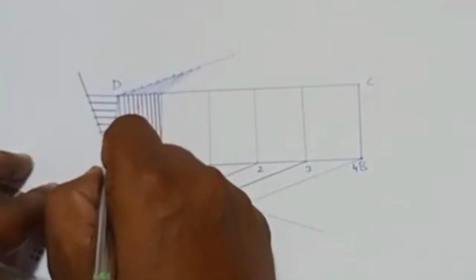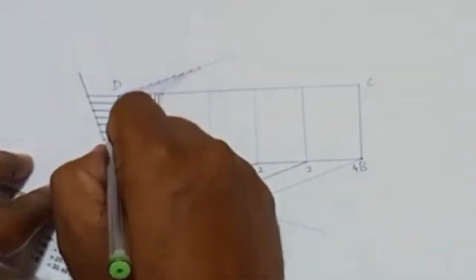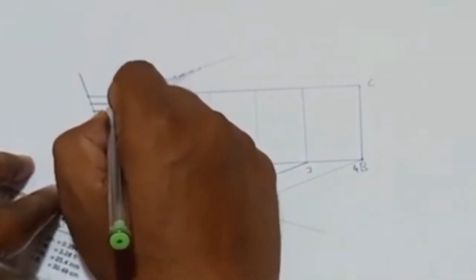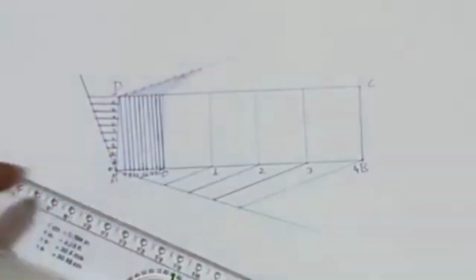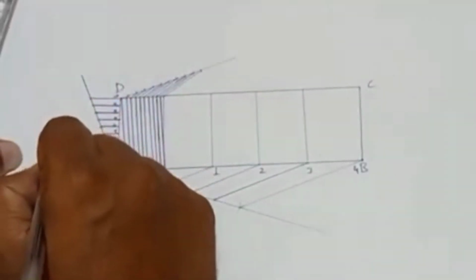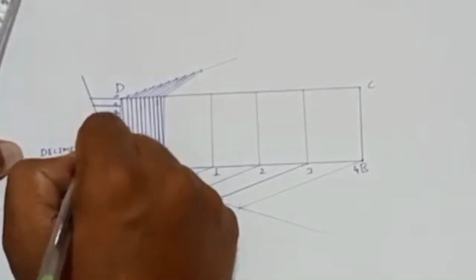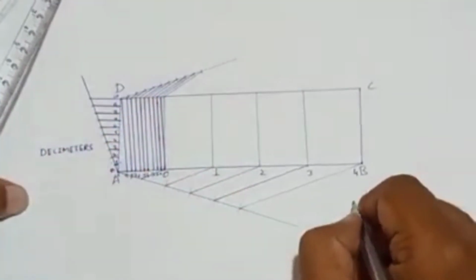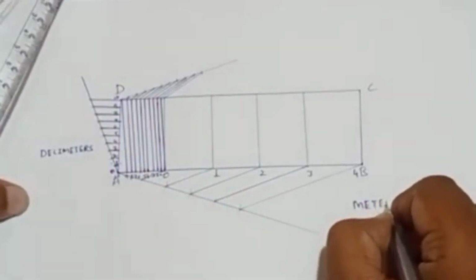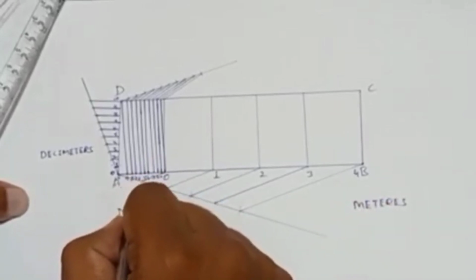You can write 0, 1, 2, 3, 4, and vertically you can mark 5, 6, 7, 8, 9, 10. So that's the decimeter here. Okay, you can show this as decimeter. So this one is meters, total 50 meters, and this is also meters.